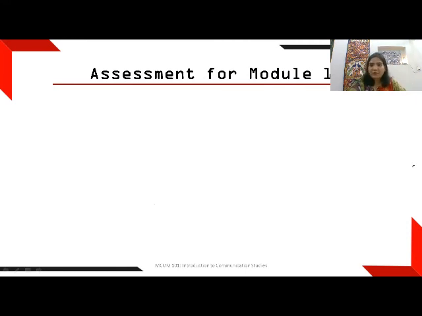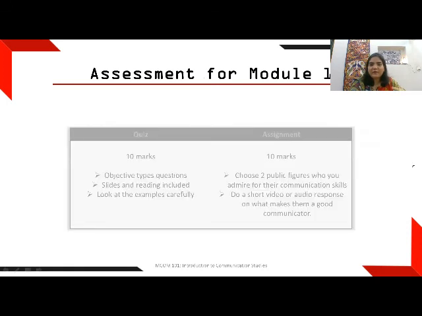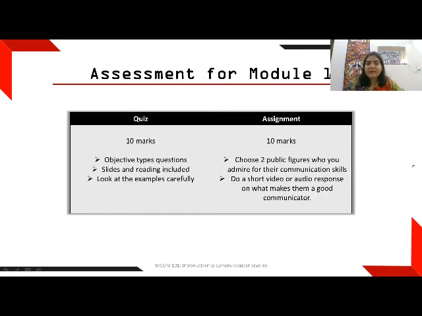Assessments for this module: as I told you, each module is for 20 marks. So there are going to be 2 assessments for this module. First is the quiz. That will be for 10 marks, and this will be an objective type quiz. Every quiz of 10 marks will be an objective type quiz. So I'll ask you MCQs or match the column or true or false kinds of questions. Fill in the blanks could also be there, right?